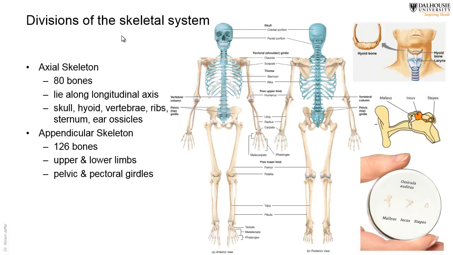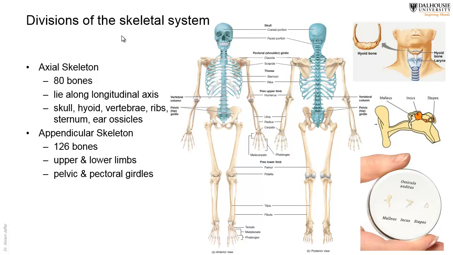Now the skeletal system is divided into two parts, the axial and the appendicular skeleton. Today we are going to deal with the axial skeleton, and next week, the next lecture, it will be about the appendicular skeleton. The axial skeleton has about 80 bones.